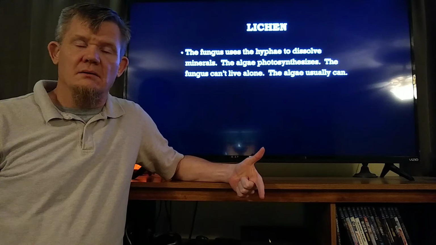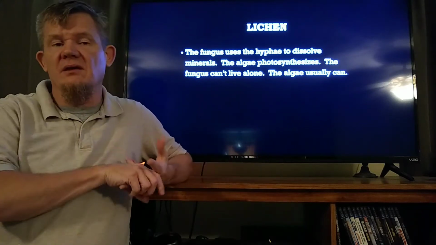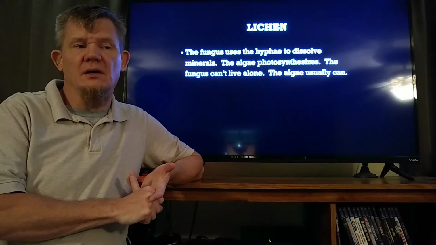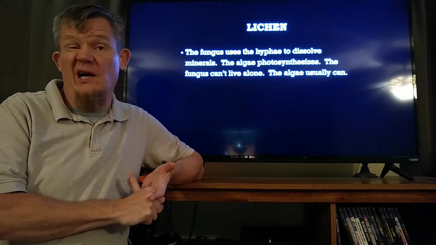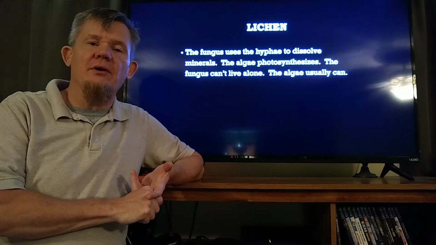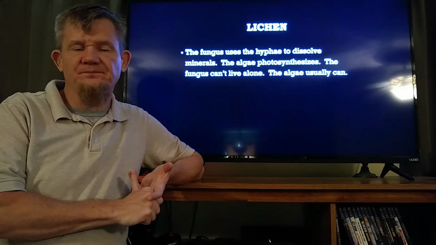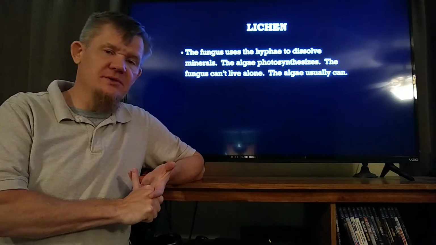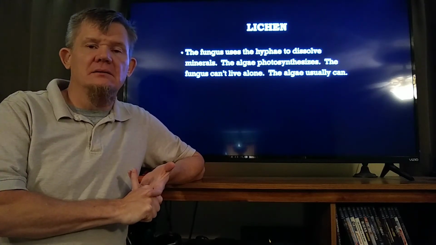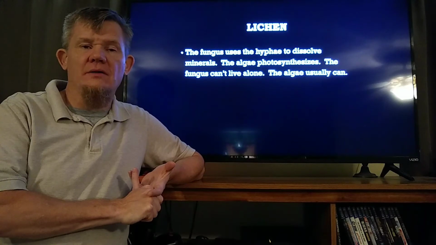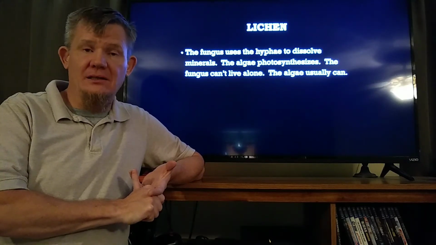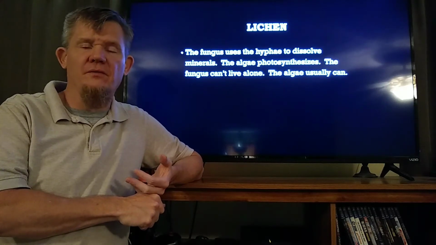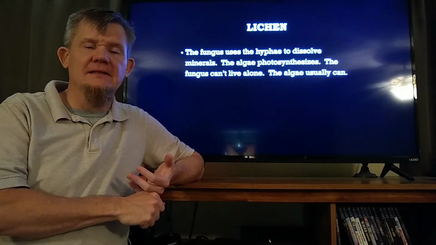The way the relationship works is that the fungus will use its hyphae to dissolve whatever they're growing on, tree bark, a rock, a brick, the ground, to get vitamins and minerals from it and to absorb water from their substrate. The fungus will then deliver that water and those nutrients to the algae. The algae will make food for both of them, for the algae and for the fungus.